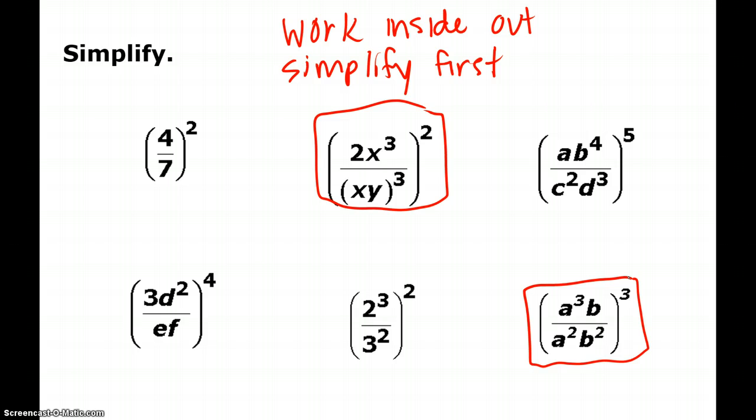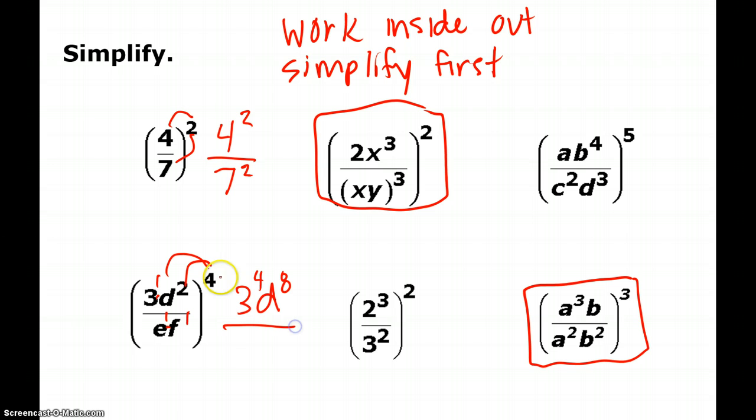So let's go back here, we do this example, we get 4 squared over 7 squared. That's nice and boring. Look inside here, is there anything that you can simplify? You can't, so we're going to split all this stuff up, put our 1's in here, and I'm going to get 3 to the 4th, d to the 8th, e to the 4th, f to the 4th. Okay. Can you simplify anything here? You can't, so we're going to go here, we're going to get 2 to the 6th, 3 to the 4th.